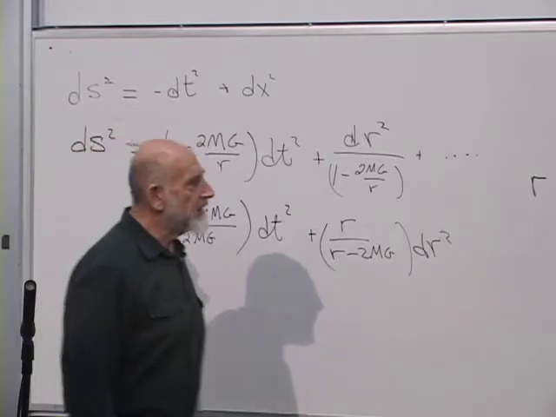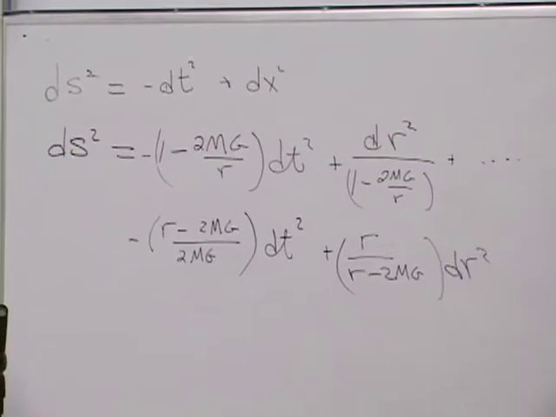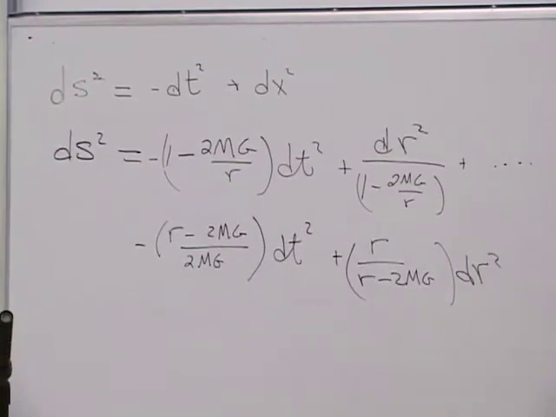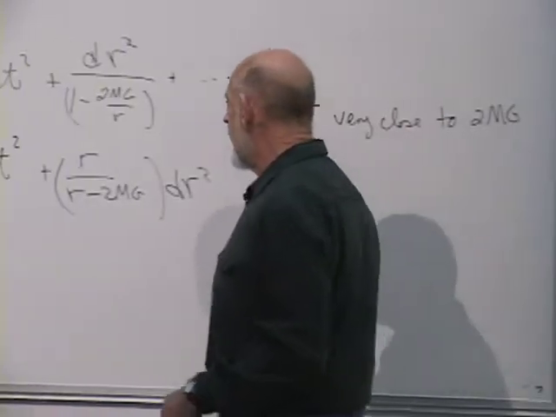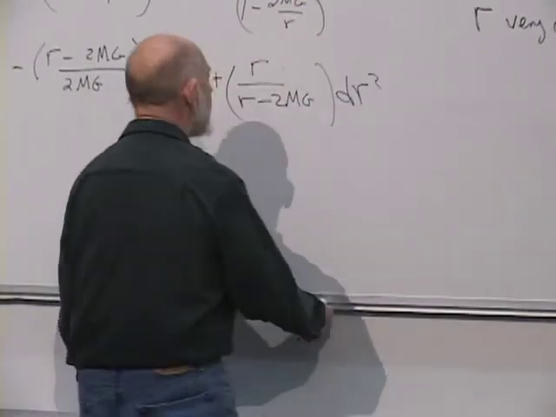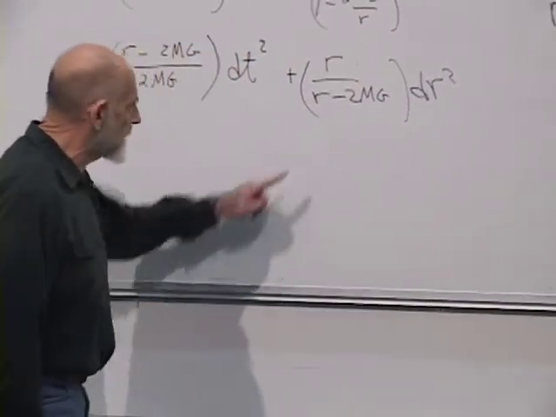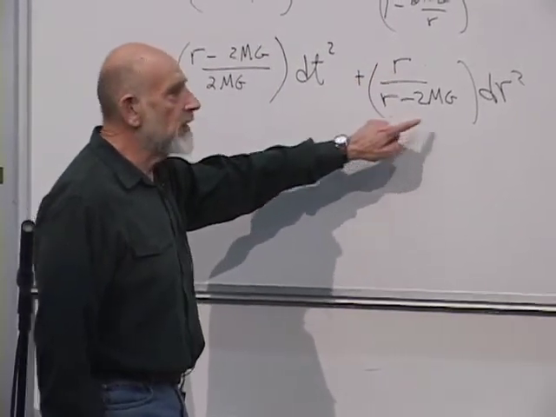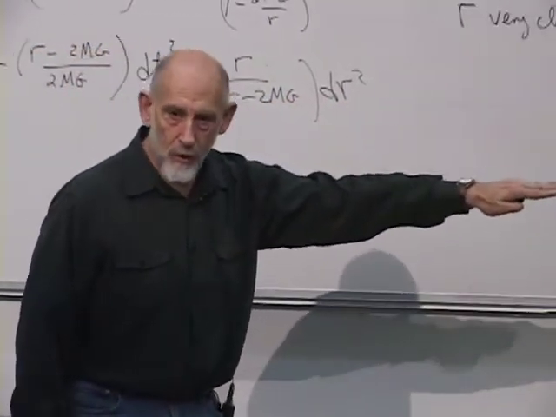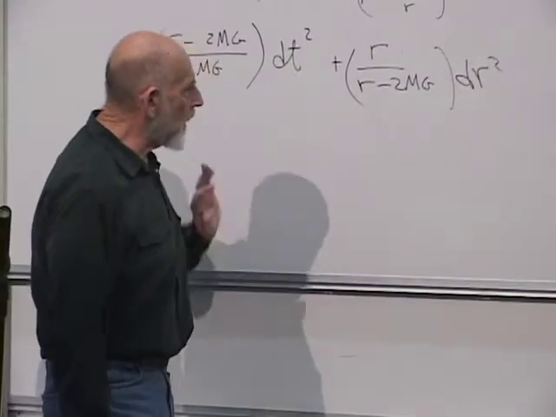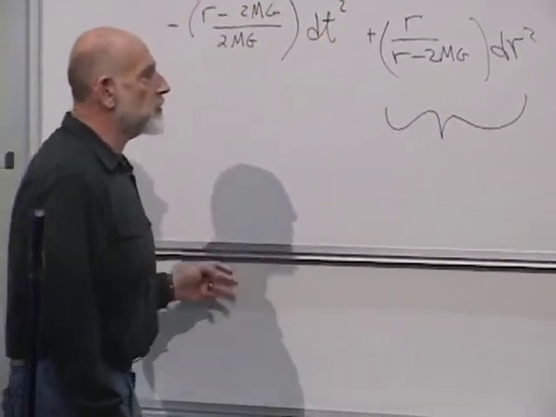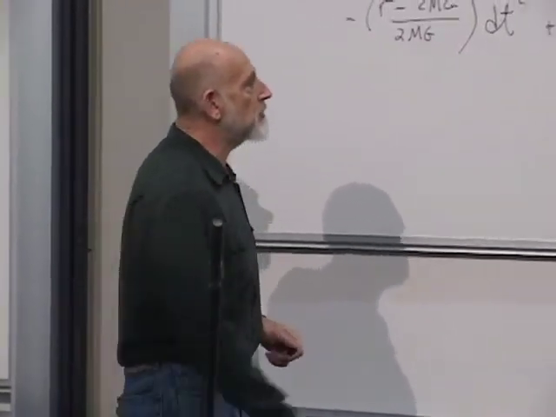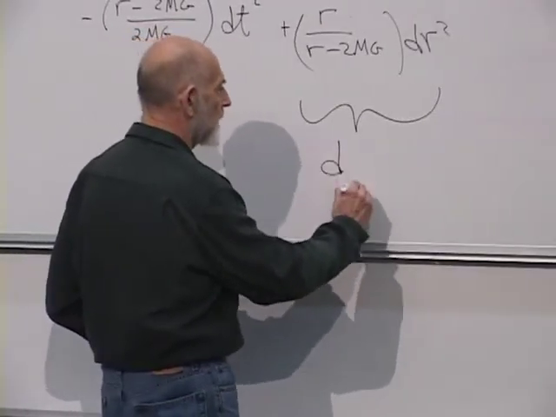Haven't done much. Now, the next step is to look at this over here and say, look, it's just d rho squared over here. I'm going to do a trick. I'm going to change variables. I'm going to change coordinates from r to a new coordinate, which I'll call rho, in such a way that this whole thing here, and we'll see how to do this in a moment, is just called d rho squared.